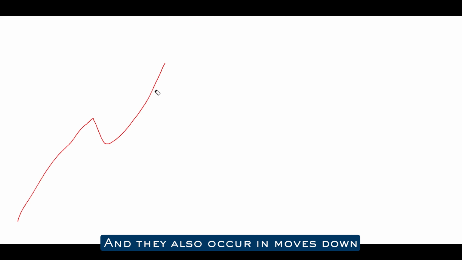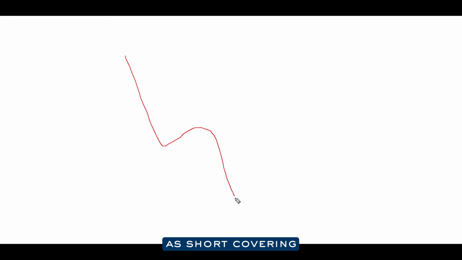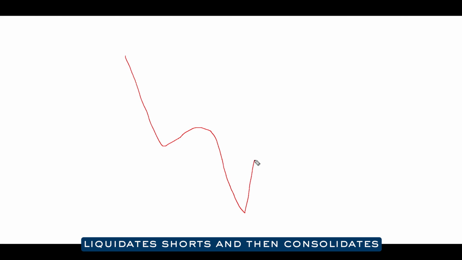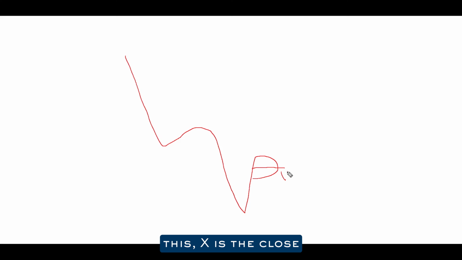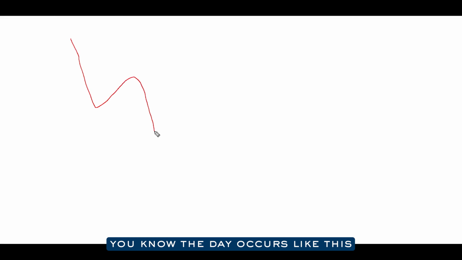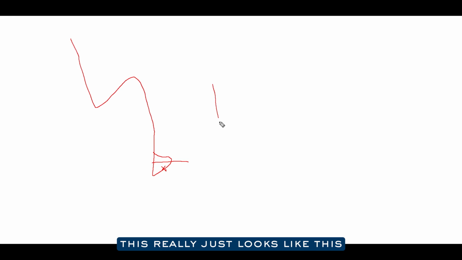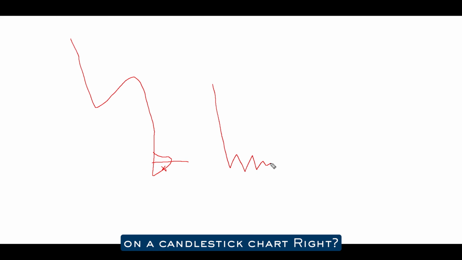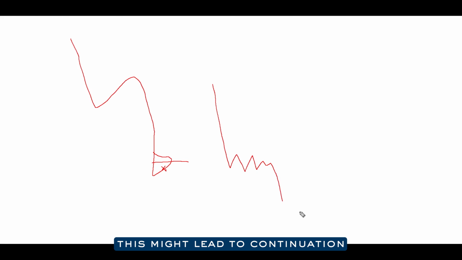Okay, and they also occur in moves down as short covering. You have the market rip up, liquidates shorts, and then consolidates. And then if you're spending your time below this, X is the close, you're more likely to continue moving down. Now I say that because there are times clearly in this 24-hour market where the day occurs like this, where in the move down you have a B-shaped profile. And is this a base or is this a bear flag, right? Because if you have most of the activity in that B and you close down here, this really just looks like this on a candlestick chart, right? And if you're favoring the lows, this might lead to continuation.